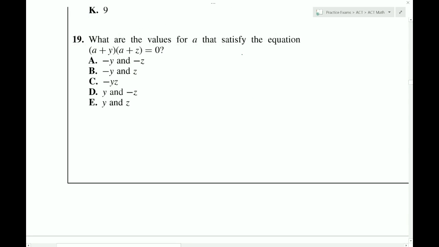What are the values of A that satisfy this equation? Well, this is just another t-chart. So negative y would be one of them. Negative z would be the other, right? So just as we did before, we could split this, subtract it, and so on, okay?